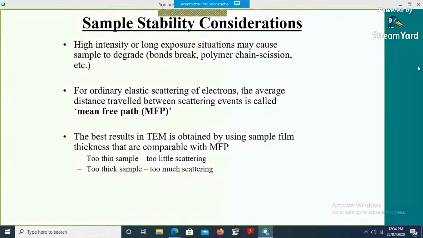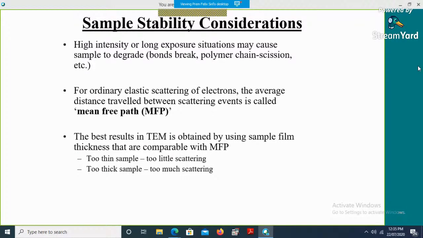So a thumb rule is that the thickness of the sample should be comparable to the mean free path of electrons in the material. We understand that the mean free path is the average distance traveled by electrons between two collision events within a sample. If the sample thickness is comparable to the mean free path of the material, then you get a better image in TEM. So thickness of the sample is a very important aspect in TEM.